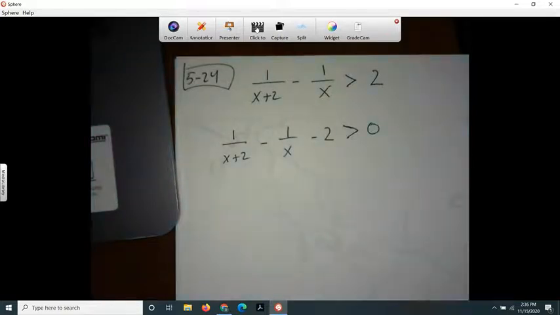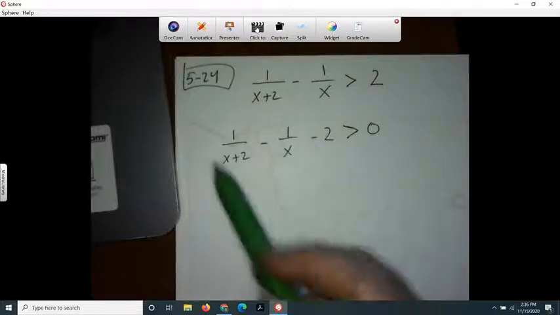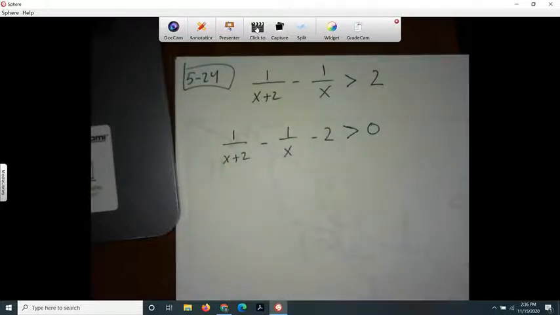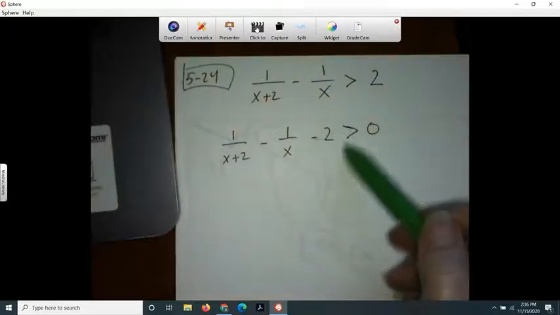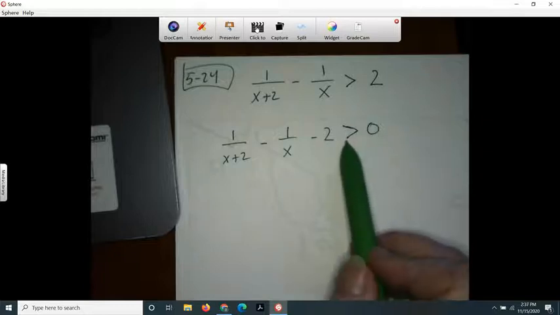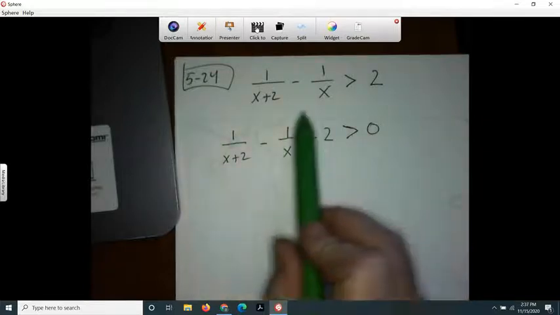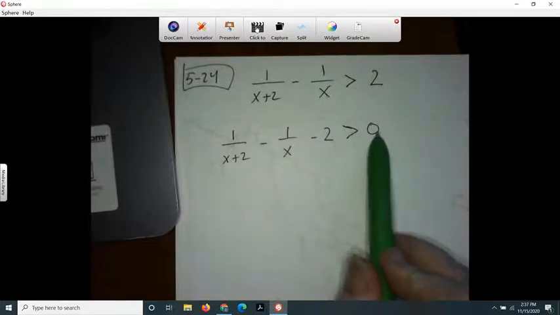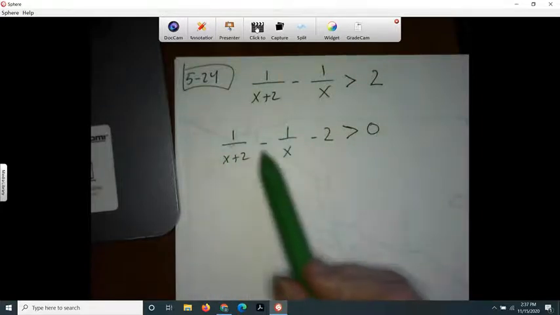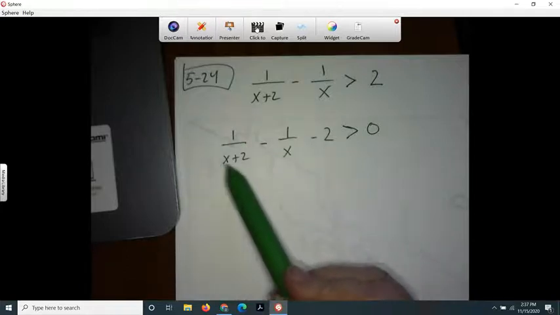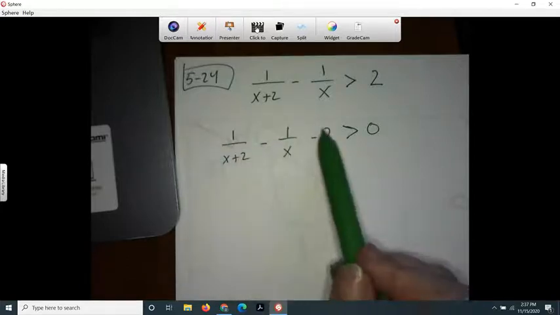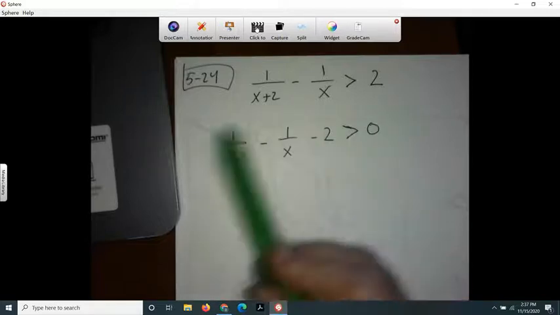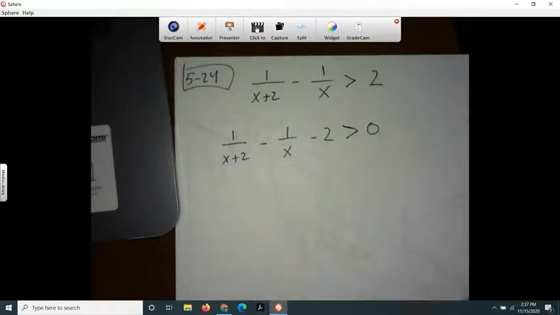So we're trying to find these split points, these boundary points, that kind of is going to break this up into regions on the graph, so we can see where the solution regions are. Or in this case, since we've got everything on the left-hand side and just 0 on the right, everywhere on the graph where this function is positive, because greater than 0 is positive, is going to be a solution. So we're trying to find that.